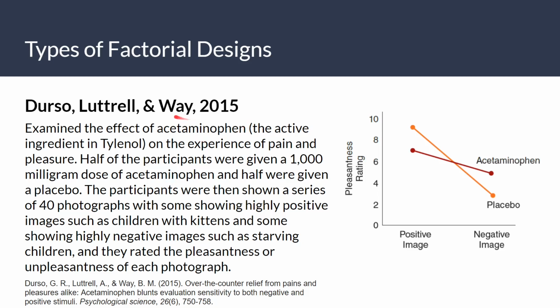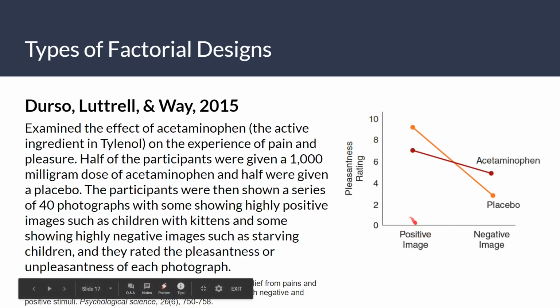Okay, so there was a study conducted back in 2015 wherein they examined the effect of a certain medicine or a certain drug on pain and pleasure. There were 1,000 total participants, and half were given a placebo and half were given the drug. So 500 of them received the drug while 500 of them received a placebo treatment. The participants were then shown a series of 40 photographs with some showing highly positive images, such as children walking with kittens, while some were shown highly negative images, such as starving children.